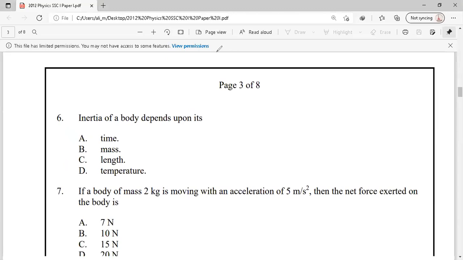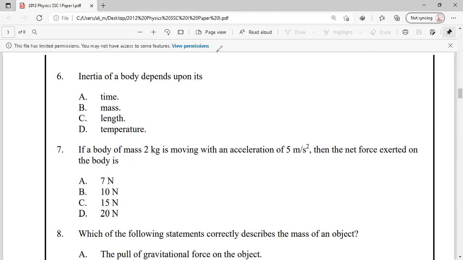Let's come to our next question, that is 6. Inertia of a body depends on which of the following quantities? We know that inertia is the property of the body that resists change in its state. This resistive property is based on its mass. The greater the mass, the greater the inertia, and the more difficult it would be to change the state of that body. So the correct answer is option B.